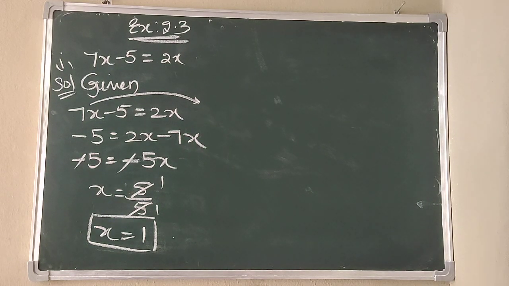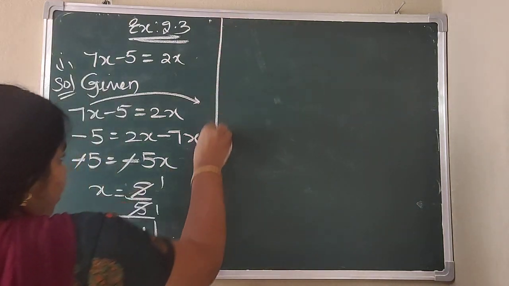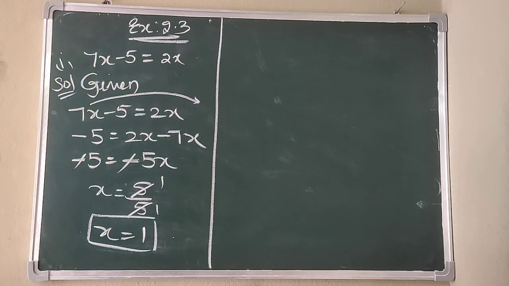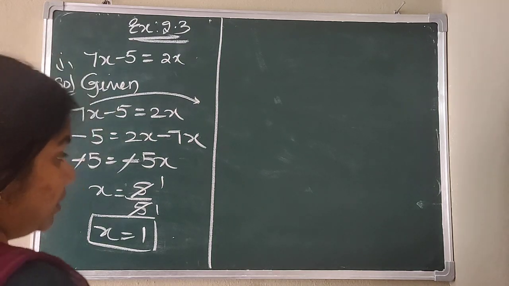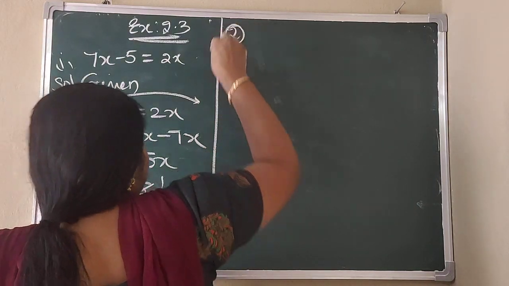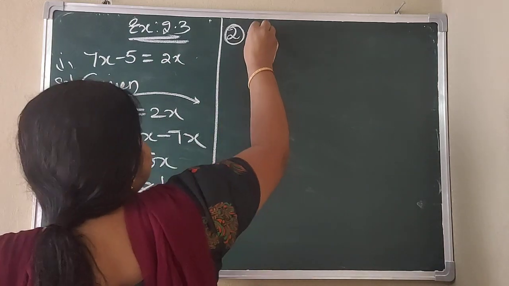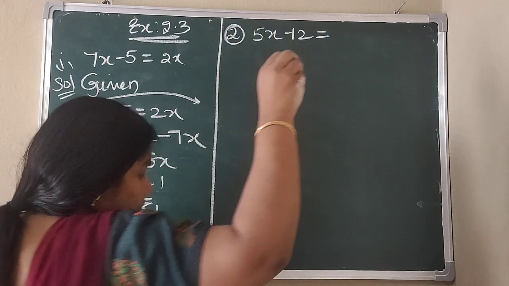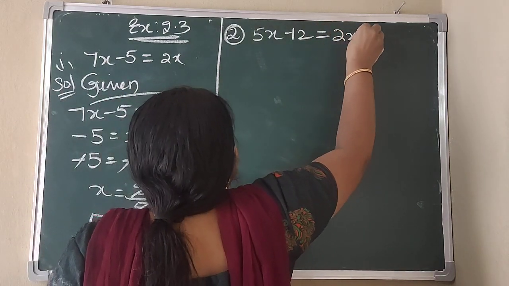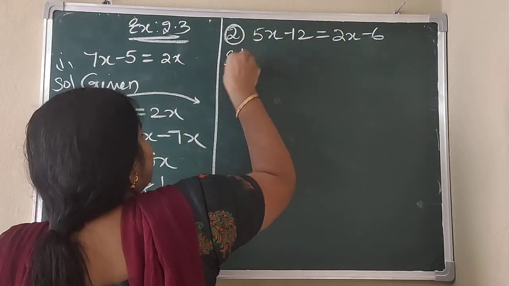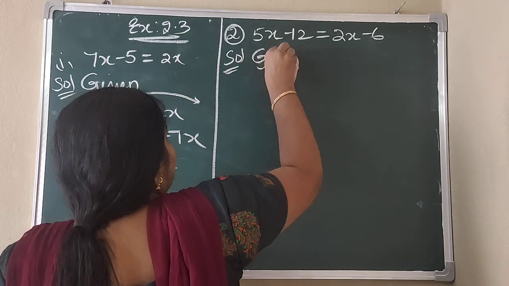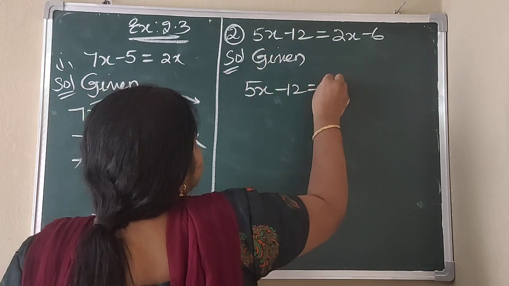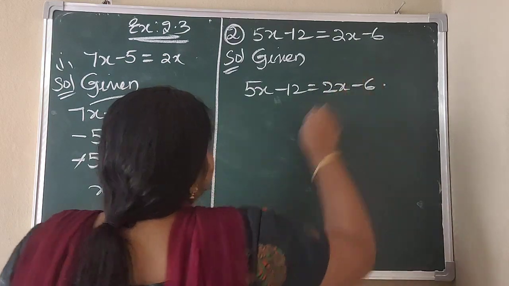Okay, next, the second one. In the second one, we have to bring all the variables to one side and all the constants to the other side. The second one is 5x minus 12 is equal to 2x minus 6. So bring all the variables to one side and all the constants to the other side.